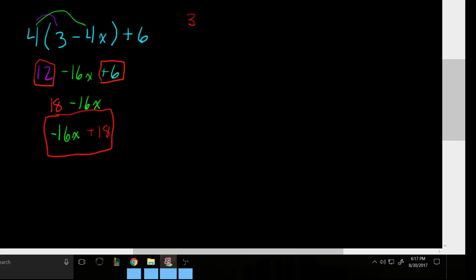Alright, number 3. Number 3 says 5 parentheses p plus 12 plus 3 parentheses x plus 11. Alright, so the first thing I'm going to do is distribute this 5. Now you could start by distributing the 3 if you want to, but I'm going to distribute the 5. So 5 times p is just 5p. 5 times 12 is positive 60.